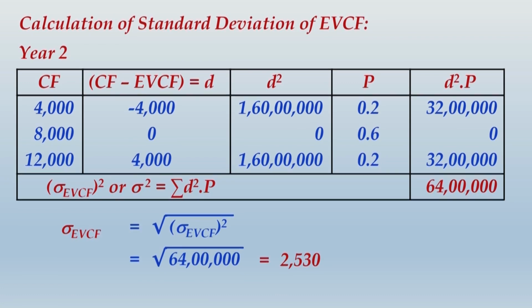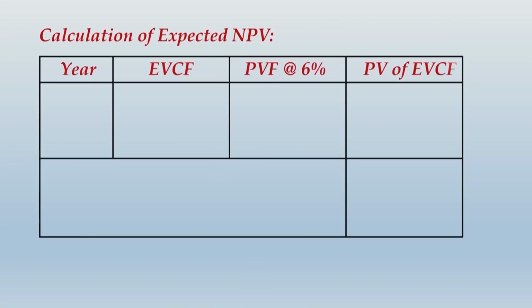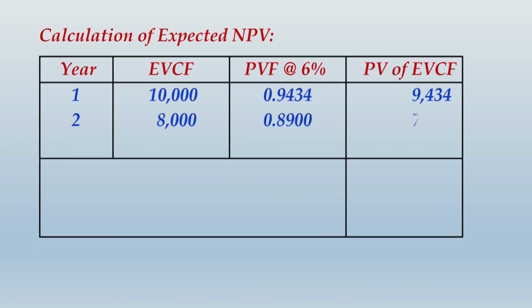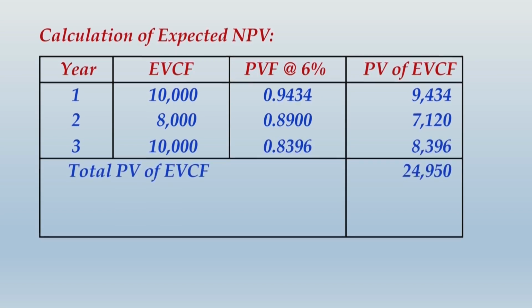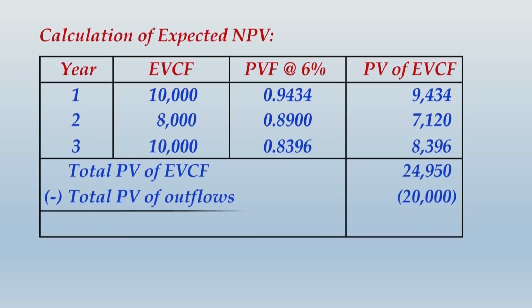Alright friends, once you have computed the standard deviation with respect to EVCF, let us move ahead, and now we compute the expected NPV. This is again a simple task. You identify the EVCF for each year and multiply it by the respective PV factors, and what you get is the total PV of EVCF, acting as total PV of cash inflows. From that you subtract the PV of cash outflow to obtain the expected NPV as 4950. So please write up this calculation and then I take you ahead.